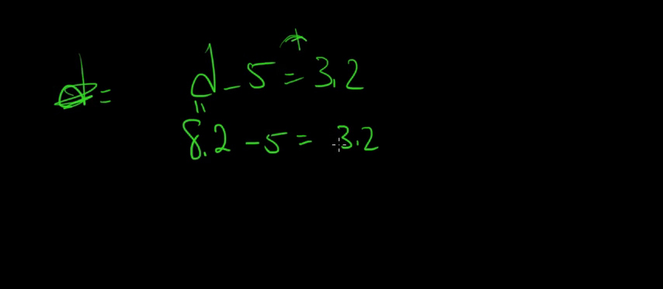Piece of cake, right? Let me show you the algebraic way to do that for next year and for the years to come. And we've already done these before, so it shouldn't be a surprise to you. Take d minus 5 equals 3.2, and now we have to solve for d. And when we solve for d, we have to get d by itself. And we do that by adding 5 to both sides.